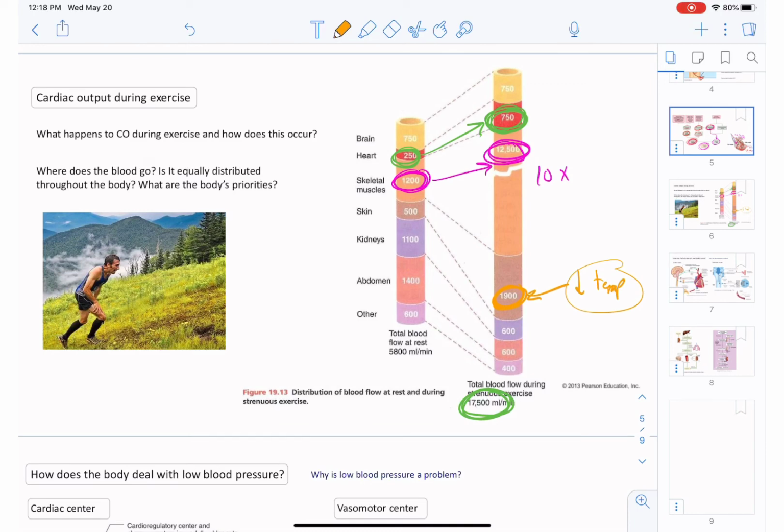Now, what are some areas of the body that are not a priority during exercise, that we actually decrease blood flow to?